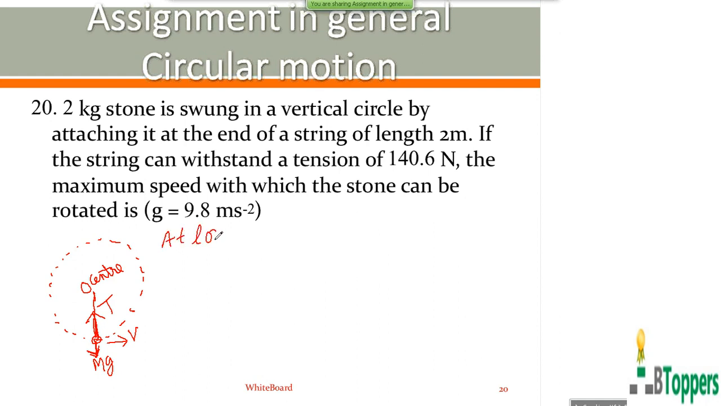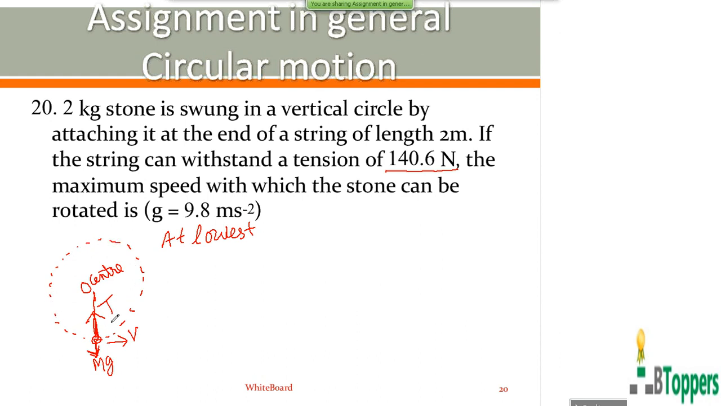Then I have considered the lowest position because the magnitude of the tension in the string is maximum at the lowest position. In the given problem, the tension in the string should not exceed 140.6 newtons. That means if the tension in the string at the lowest position is, suppose, 100 newton, then the magnitude of tension in the string at any other instant during the motion will be less than 100 newton.